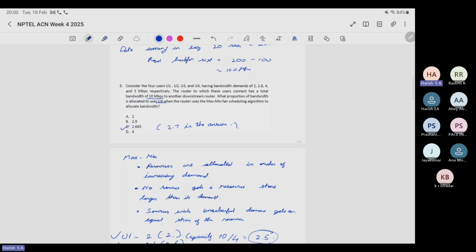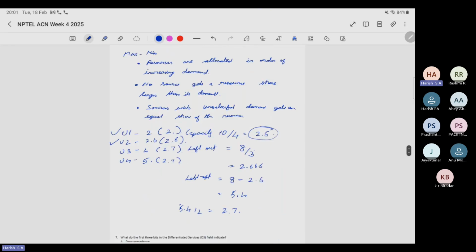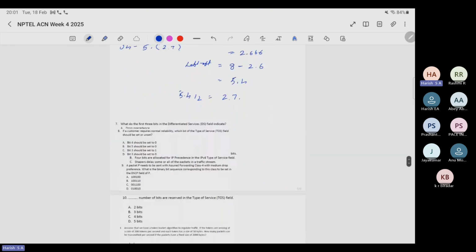Just confirm one thing. So as per me, the answer is 2.7. So you can follow what I'm saying here. Yep. The answer is 2.7. Okay. So with this, I think the numerical part comes to an end.